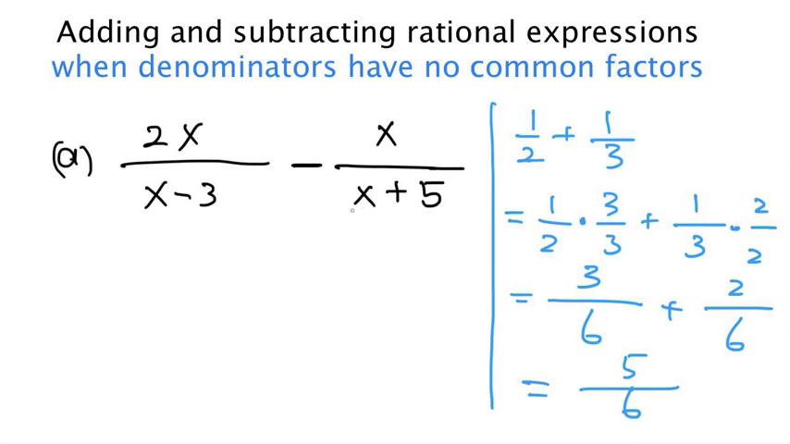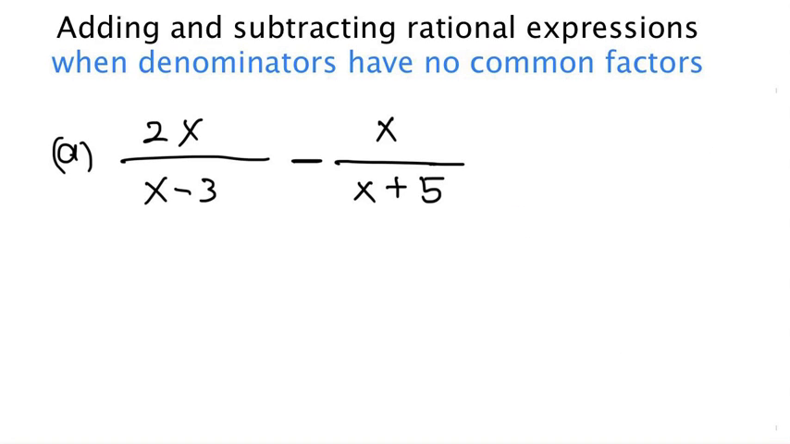Okay, now we're going to apply the same idea to this problem. We're going to multiply the denominators x minus 3 and x plus 5 to get the common denominator, just like we got 6 in the numerical example. 6 came from 2 times 3, the two denominators. Okay, so let me get this numerical example off the board. Okay, now we have more space. Let's work out this problem.